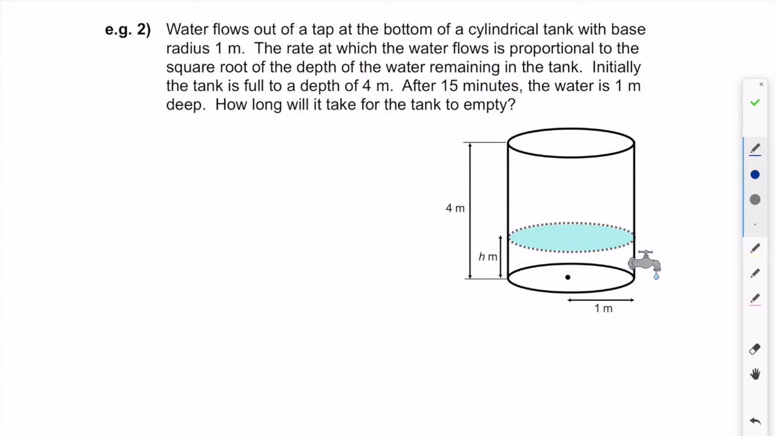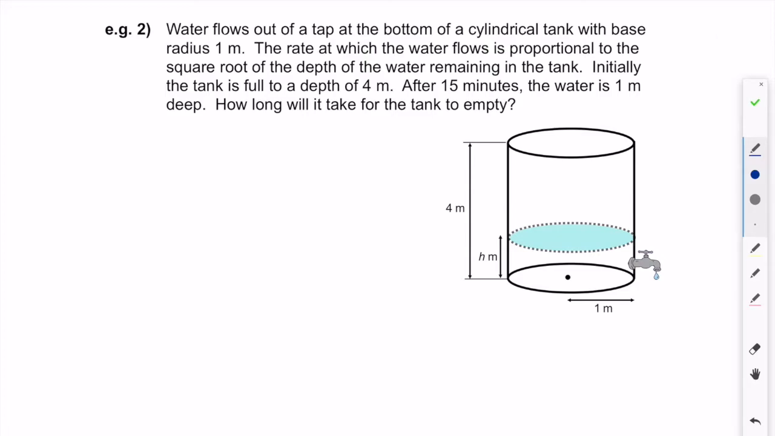Okay, here is example 2. Water flows out of a tap at the bottom of a cylindrical tank with base radius 1 meter. The rate at which the water flows is proportional to the square root of the depth of the water remaining in the tank. Initially, the tank is full to a depth of 4 meters. After 15 minutes, the water is 1 meter deep. How long will it take for the tank to empty?